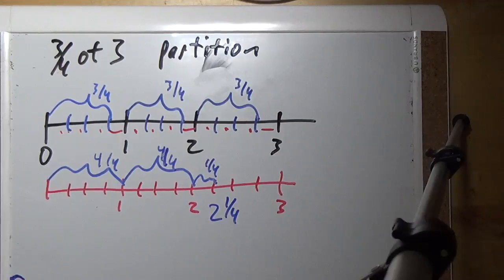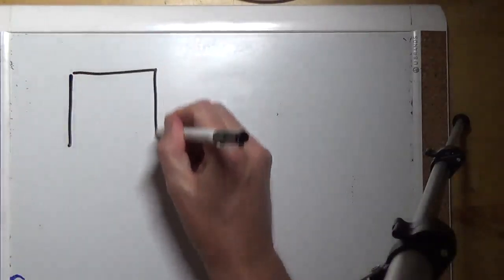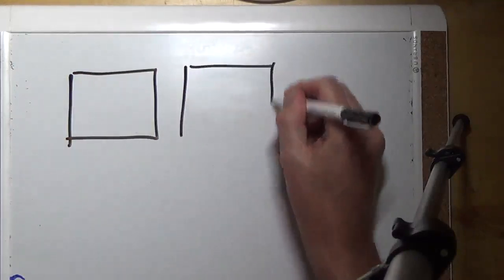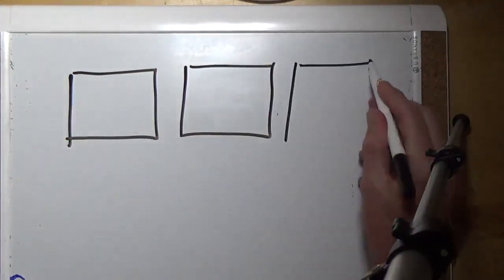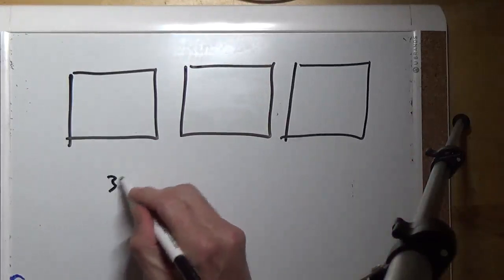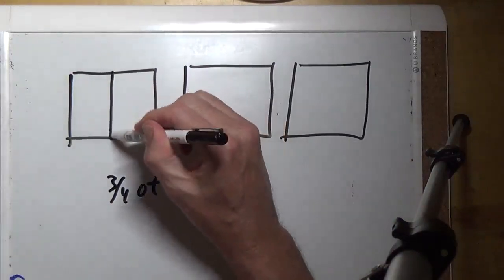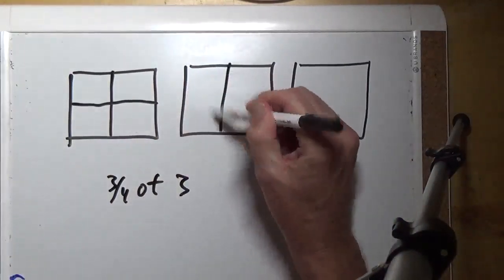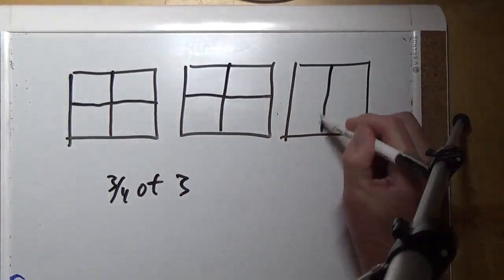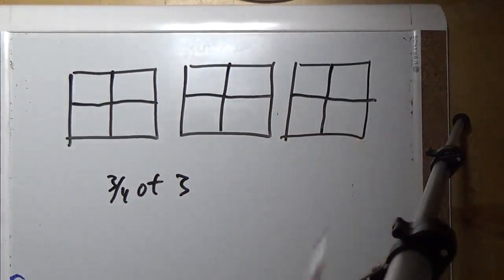Okay, I'm going to do another model. I'm going to do rectangles, because there's all sorts of different representations to do this. And again, I'm looking at 3/4 of 3. So I'm going to partition each of these into quarters, just like I did the number line. And now I'm going to break these into fourths.